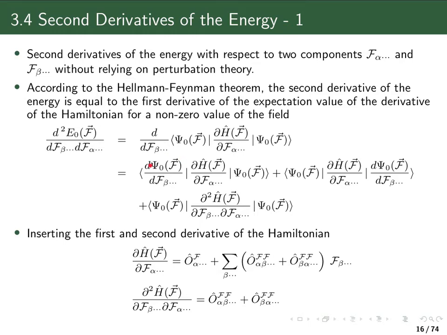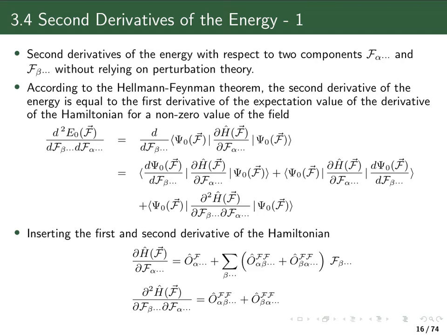One where we take the derivative of the wave function in the bra, meaning the complex conjugate wave function. Then we take the derivative of the wave function in the ket here. And finally, we take the derivative of the operator, which is the derivative of the Hamiltonian with respect to the alpha component of the field. So we get a second derivative of the Hamiltonian, one with respect to the alpha component of the field and one with respect to the beta component of the field.